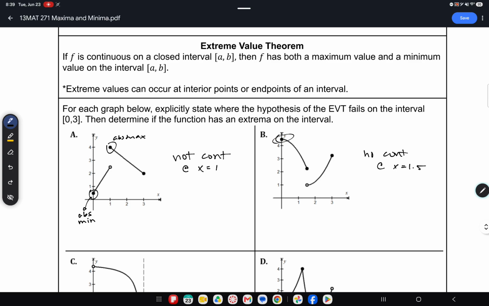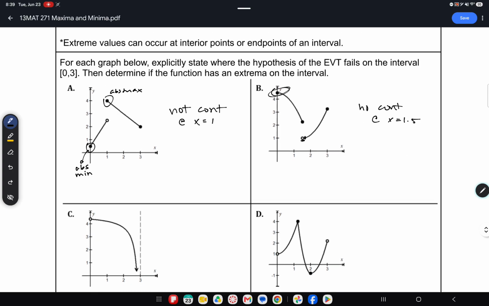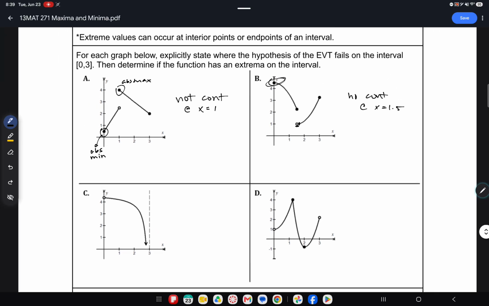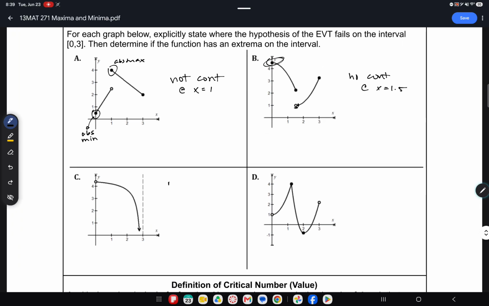So got a maximum. And then I wouldn't say we have a minimum at 1 because that's a hole, but we do have a value here, really close to it, that I would say is a minimum. All right, from, what was our interval again? 0 to 3.